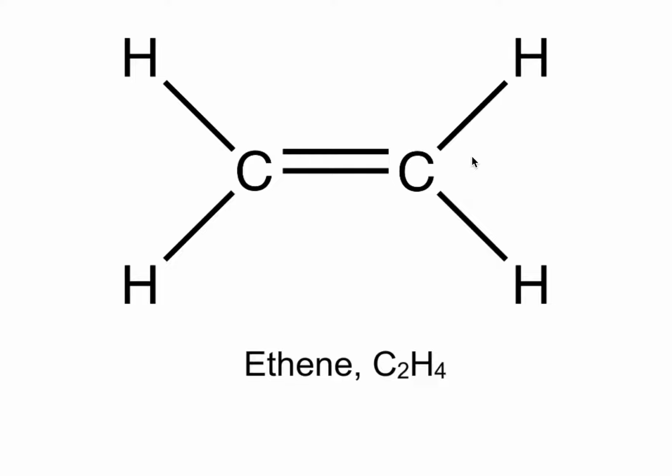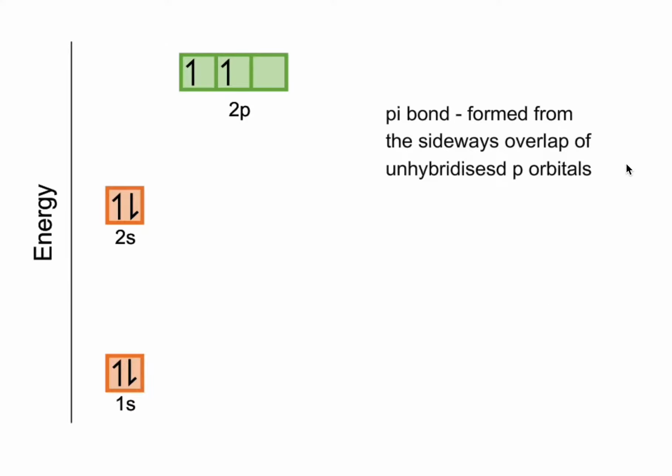What about double bonds? We're going to use ethene to understand how double bonds are formed. We know the single bonds are sigma bonds, and the double bond also contains one sigma bond, but it also contains a pi bond. Let's see how hybridization explains this. Pi bonds are formed by the sideways overlap of unhybridized p orbitals. This means there needs to be a leftover p orbital after hybridization.